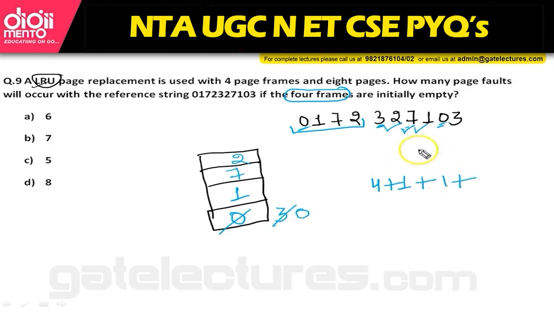Okay. Now next is 3. So I'll say which one is least recently referred. 0 is very close, 1 is close, 7 is close. So 2 is least close. So 2 will be replaced with 3. So 1 more. So what is the answer? 4, 5, 6, 7. So 7 is the answer here. So option B is right.